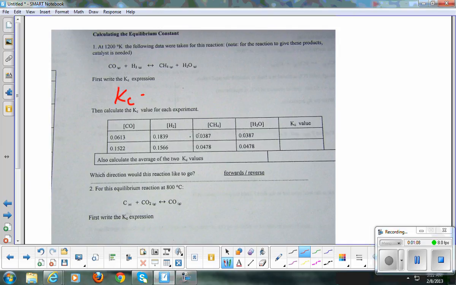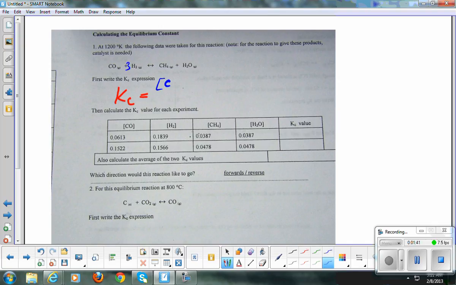So Kc here is equal to the concentration. And before we do this, what is one of the things I need to make sure is true? That it is balanced. Is it balanced? It is not balanced. What's off? A hydrogen. So what do I need to put in front of the hydrogen on the left? 3. Right? Okay, so now we can do it.